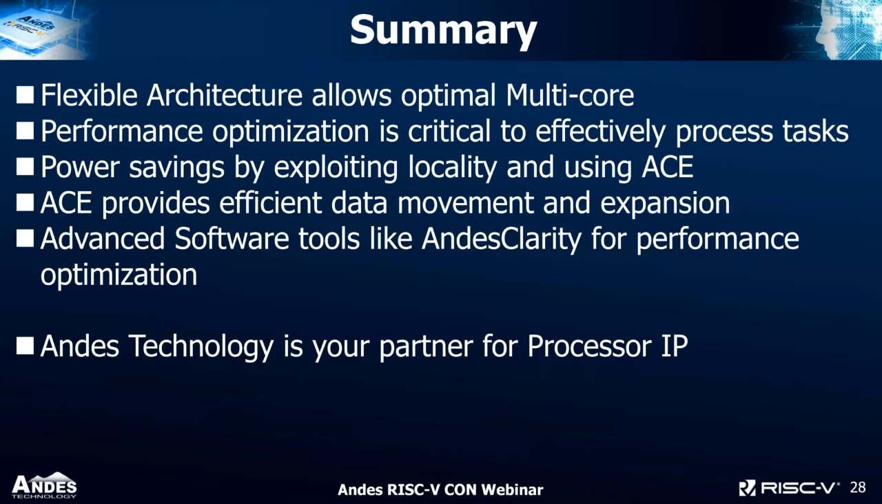Then power savings, you need to save power by exploiting locality and using ACE. When we say power savings, it's really data movement. It's no longer compute that takes a lot of power. With the multi-core, data movement on the bus utilization actually uses a lot more power. Our custom extensions provide efficient data movement possibilities and expansion of the buses.